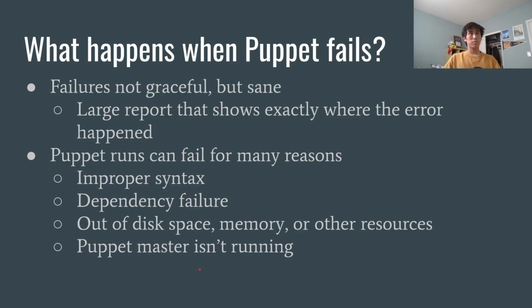So what happens when Puppet fails? When Puppet fails, it's not exactly the most graceful, but at least it's sane. It generates a huge report that shows you where the error happened, and then the user goes about debugging it and finding out how to fix it. There are lots of reasons that Puppet can fail. It's not perfect. There's improper syntax, dependency failures, resource failures, such as running out of disk or memory space, or when the Puppet master isn't running. But these automation tools really do help with configuration and provisioning of tons of machines, so you don't have to do it manually.